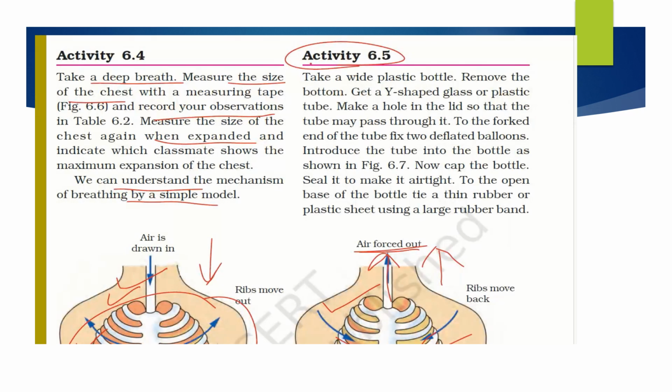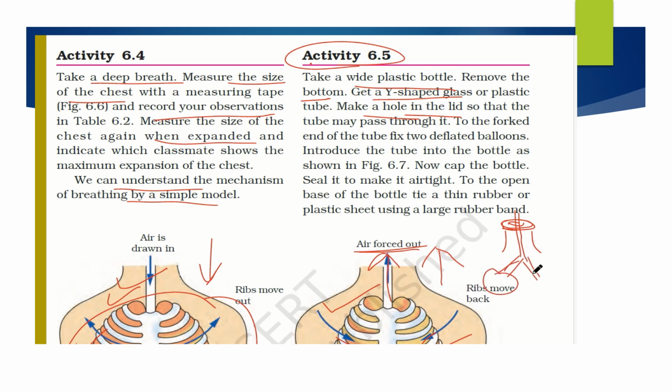Here we are going to take a white plastic bottle. We will remove the bottom. We will take a Y-shaped glass or plastic tube. How will it look? Suppose this is a bottle. We will make a hole in the lid, and we are just inserting a tube, a glass tube or a plastic tube. You are making it like this.